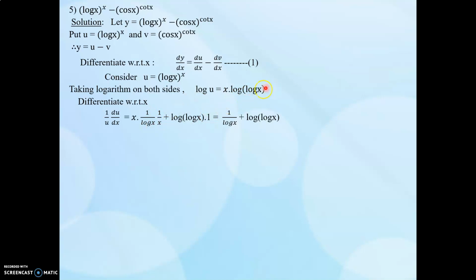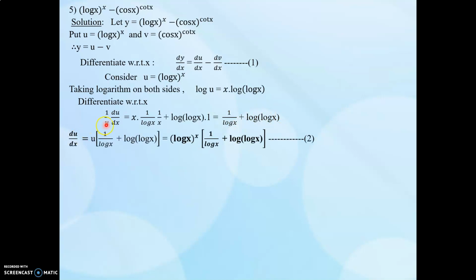In the place of x it is log x, so you have to write that. And since it is not x, you have to take the derivative of that again. So 1 upon x is the derivative of log x, plus log x into derivative of x, which is 1. Here x and this x cancel. So 1 upon log x plus log x.